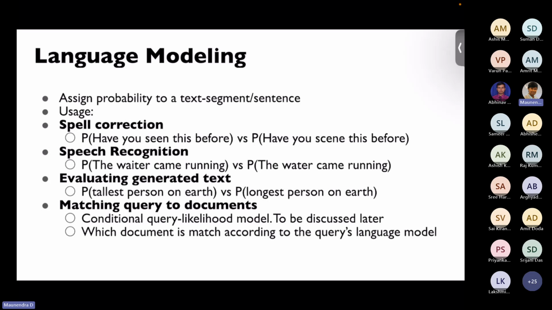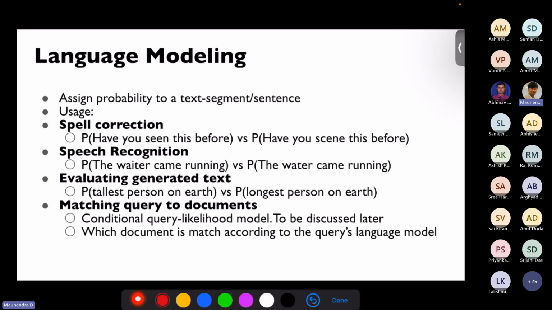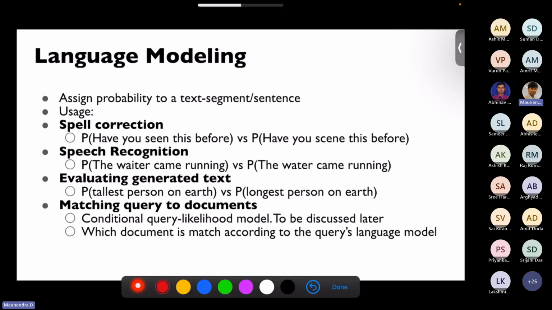Yes, so language modeling. In language modeling, we assign a probability to a text segment or a sequence. For example, if we have a sentence like "the sky is blue", there should be a probability that we should be able to assign to this sentence. For that matter, any sentence that is given to us, we should be able to assign a probability.